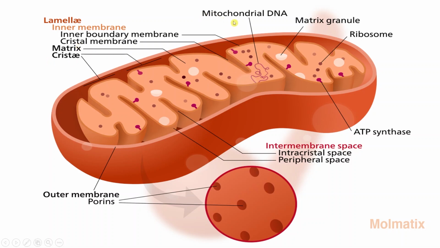Inside the matrix there is circular DNA or mitochondrial DNA. These are the ribosomes, and these are the porin proteins present over the outer mitochondrial membrane. This is the general structure. Again, ATP synthase is the enzyme present over the inner mitochondrial membrane.